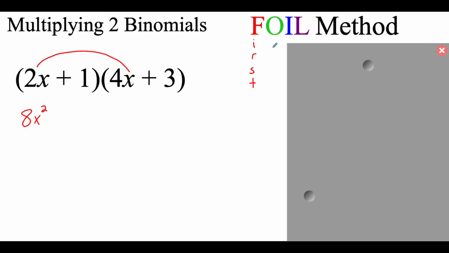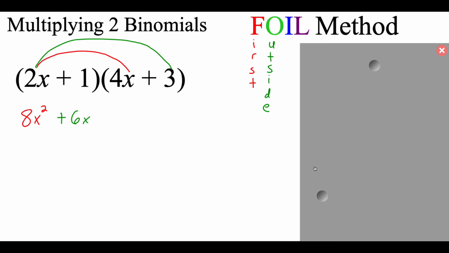The O in FOIL stands for the outside. So the outside things, the 2x is on the outside, and the 3 is on the outside. So if I multiply those together, 2x times 3, well, 2 times 3 is 6, and I just keep the x attached to that, so I get 6x. The I stands for the inside, so the things on the inside are the 1 and the 4x. Well, if I take 1 times 4x, that's just going to give me 4x.